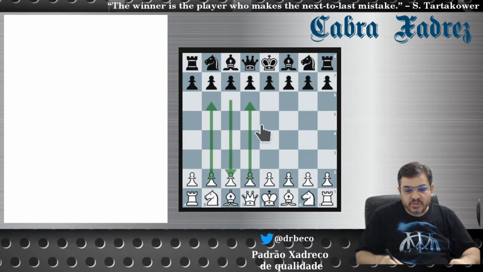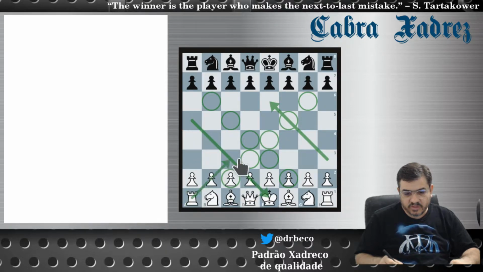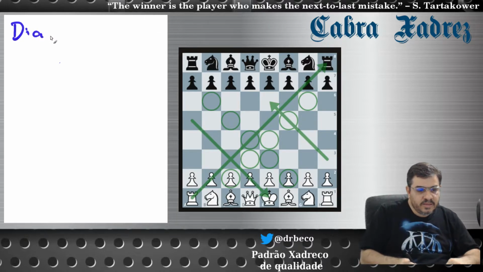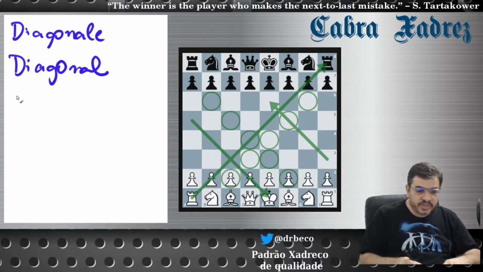Now we can also have this set of squares. What are these guys called? Like this set here, or this here, or this. They are the Diagonale in German, and in English diagonal. In Portuguese diagonal, and in Italian, looks like German, diagonale.